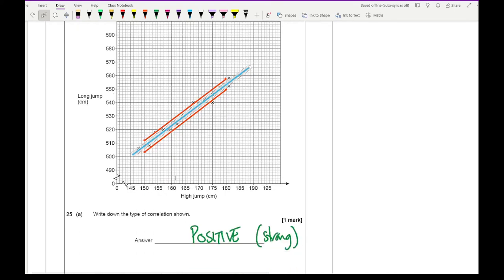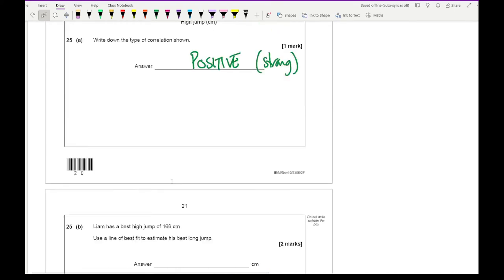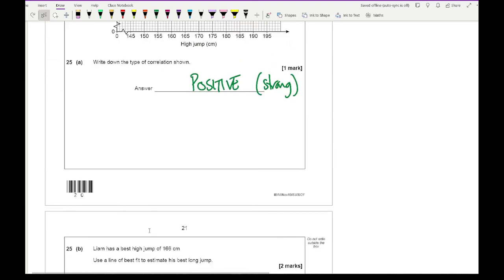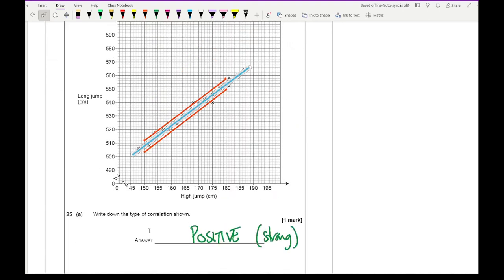Now, you will have a range of values. Reading up, it says that Liam has a high jump of 166, so I need to find where 166 is on the x-axis. So 166 is just there. I need to go up to that point, and as soon as it hits your line of best fit, you then want to record what measurement that is going to be.